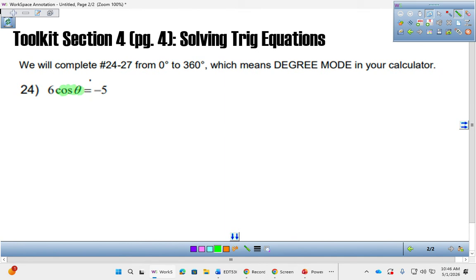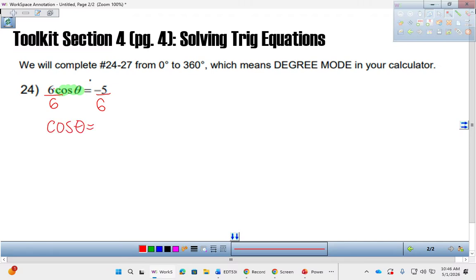like I just want this, it means I've got to get rid of the 6. Okay? So right now it's like 6 times the cosine of theta. So to get rid of the 6, I can do the opposite of times. All right, so the first thing I'm doing is getting whatever that trig function is alone. So right now I'm dividing out the 6. So what's left over is this. All right, so I'm dividing out the 6. Now I've got the trig function alone.